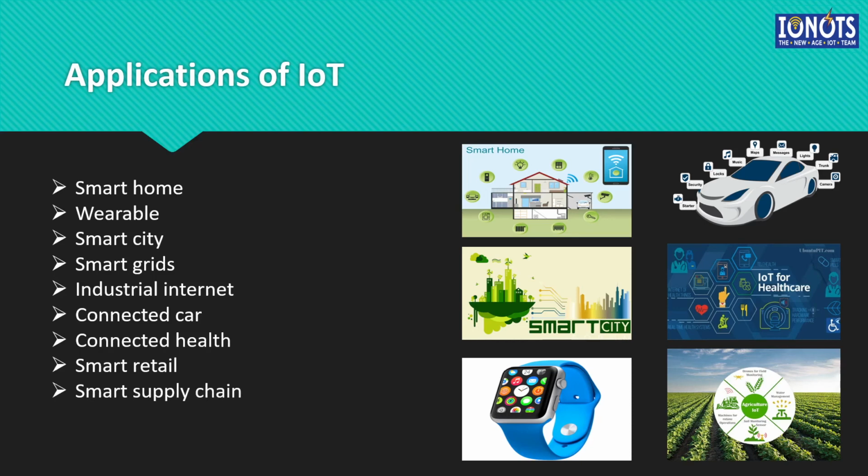Number 9, smart supply chain. When IoT is applied to the global supply chain, it can help businesses serve their customers better while also saving the business money and improving the overall efficiency.